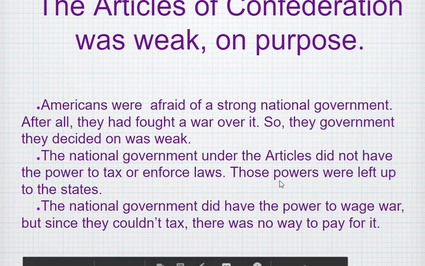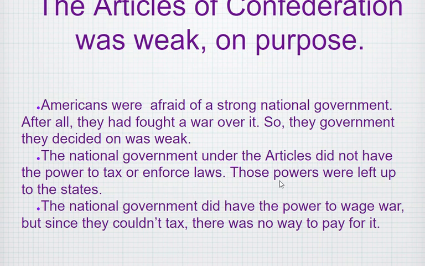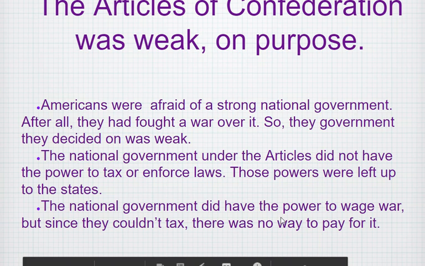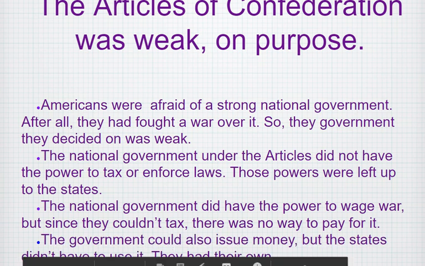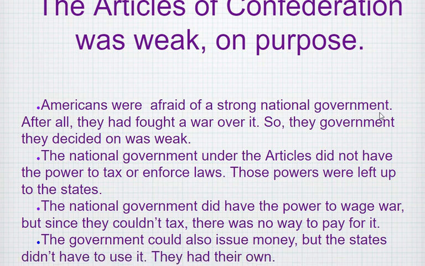The power to tax was left up to the states, but the states didn't have to give any of the money they taxed to the federal government. So problem. The national government did have power to wage war, but since it couldn't tax, they didn't have a way to pay for it. And the government could issue money, but the states didn't have to use it, so they had their own. So basically, back then it would have been like if Wisconsin had its own form of money and Illinois had its own form of money, but you had to exchange money when you went over the border. So the states all had different kinds of money, currency, which was a huge problem.